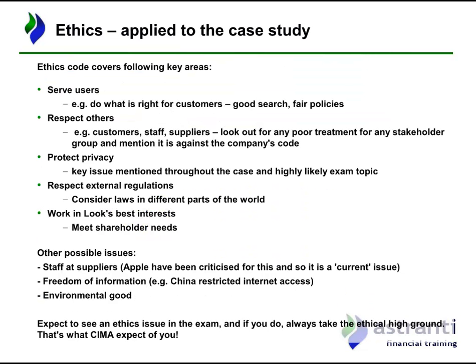So what are the sorts of issues then? Well, the obvious starting point are the 5 elements that were given to us in the ethics code. Now, in the exam, if there's an ethical problem, you can relate everything back to these 5 elements by saying, for instance, let's say there was a problem with customers. We weren't serving them properly. Maybe poor customer service in one of our businesses. You could go back to one of our key elements in our ethics code, which is to serve the users, and for that reason we should be looking after their needs.